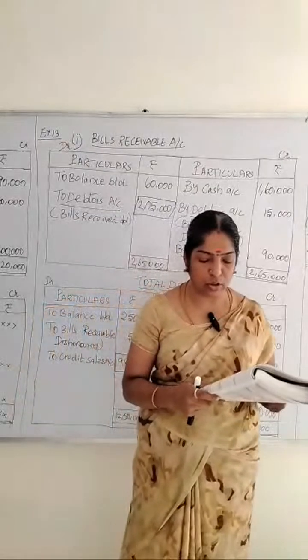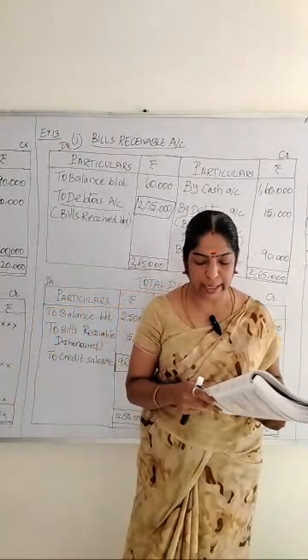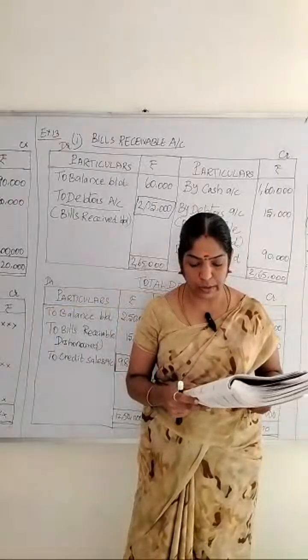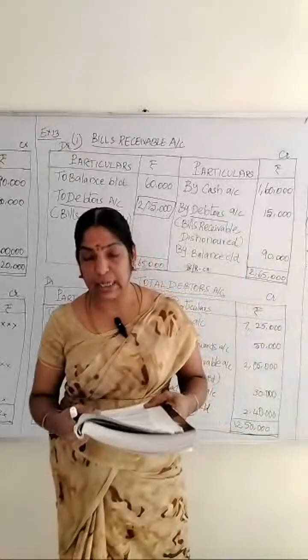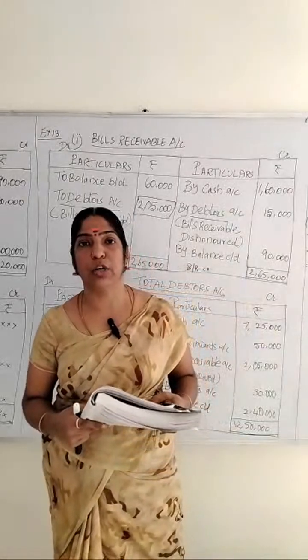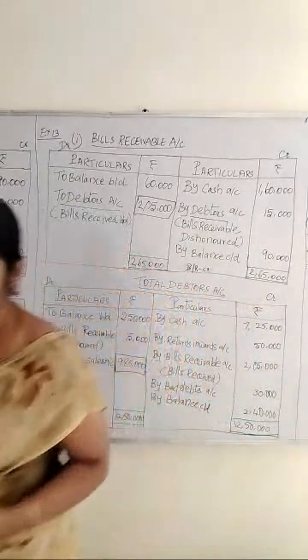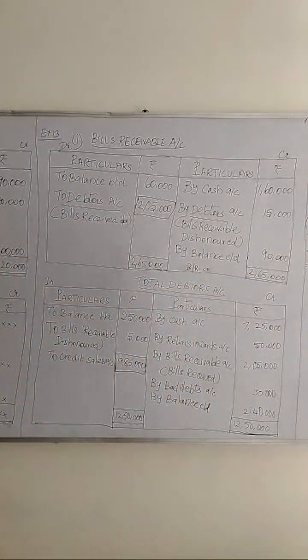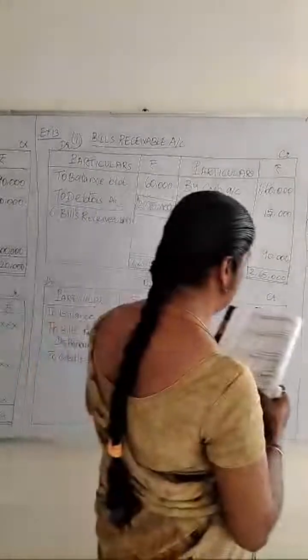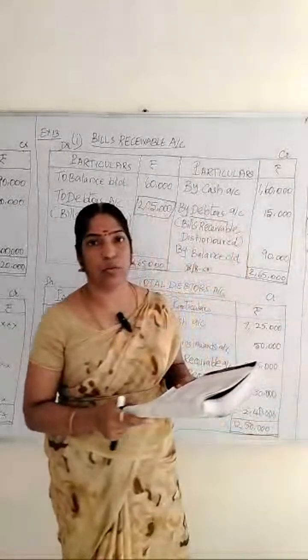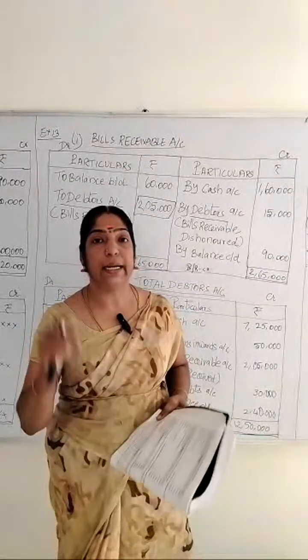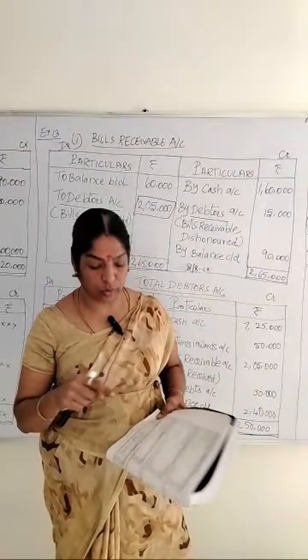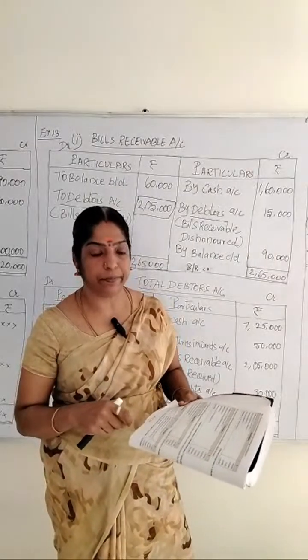And sundry debtors on 31st March 2019, 2,40,000 rupees. So sundry debtors on 31st March, what does this tell us? 31st March denotes the end of the accounting period. This is the closing balance. Closing balance for which account? Closing balance of the sundry debtors account. It goes to total sundry debtors, on the credit side of the sundry debtors account. Okay. Then cash sales.